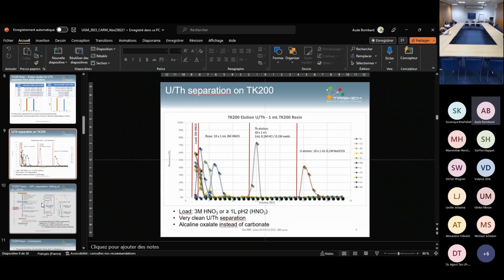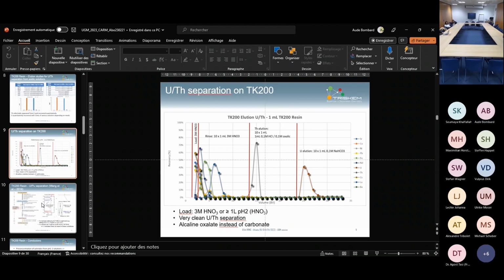This is the same uranium-thorium separation, but here with more elements in the load solution. What you can see is that most of them, except for the thorium and uranium, are eluted during the load and the rinse phases. So thorium is very nicely and very sharply eluted, and the uranium as well.